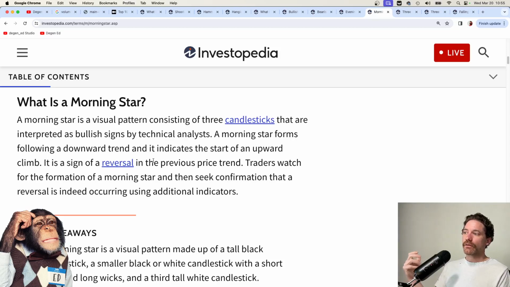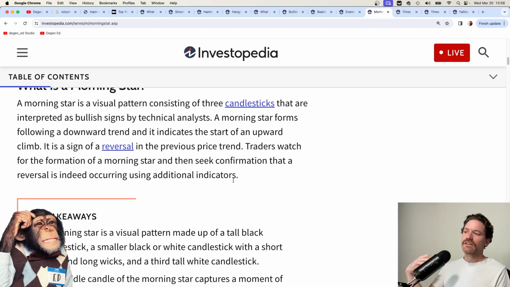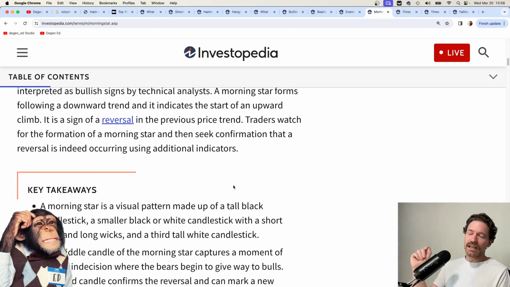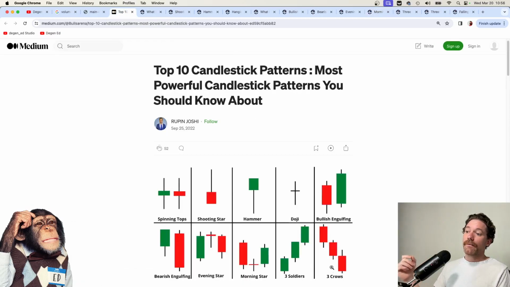It is a signal of a reversal in the previous price trend, and traders watch for the formation of a morning star and then seek confirmation that a reversal is indeed occurring using additional indicators. So you really want to be using these in conjunction with others. If you see one indicator that suggests reversal, whether to the upside or downside, that's great, but you really want to look for multiple patterns that suggest that continuation or reversal that you're looking for. And if you get alignment of those indicators, that would make you feel more confident that it is more likely to happen.